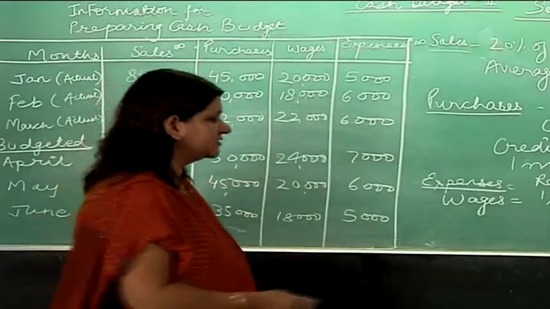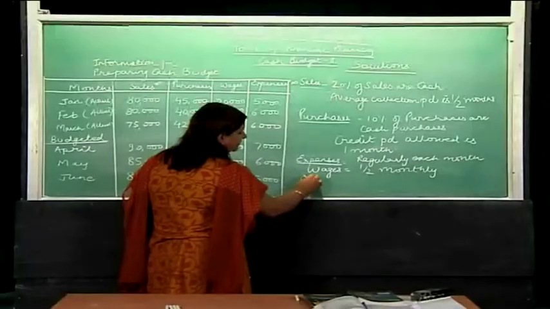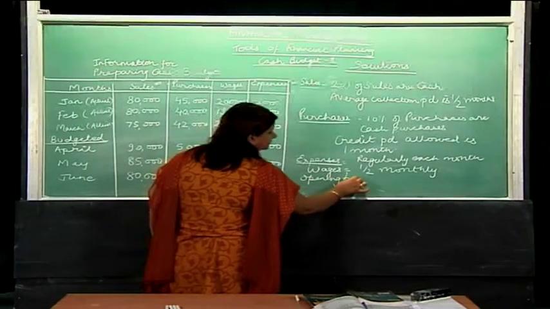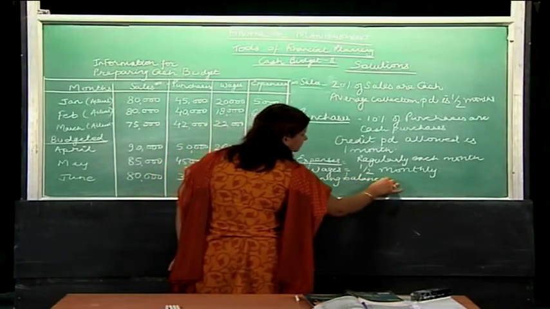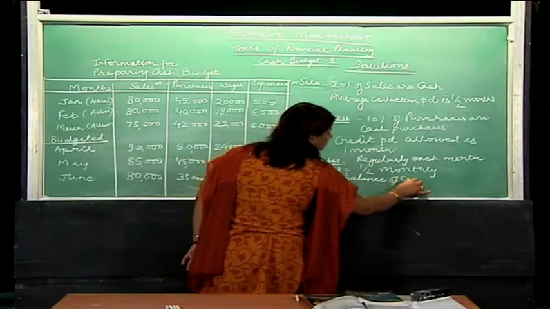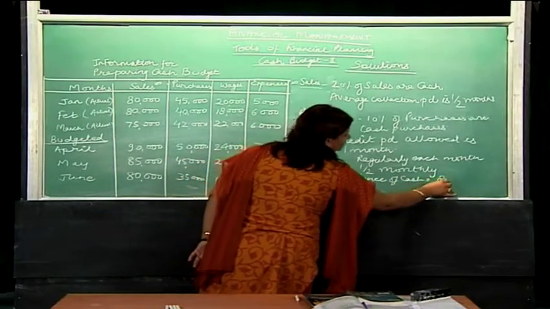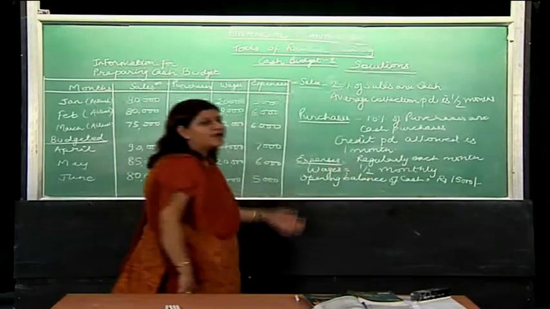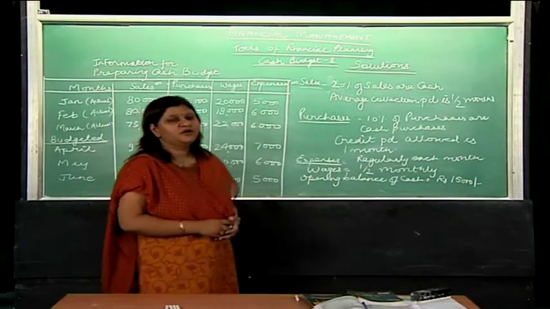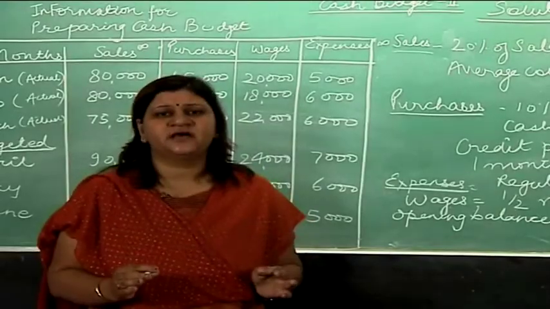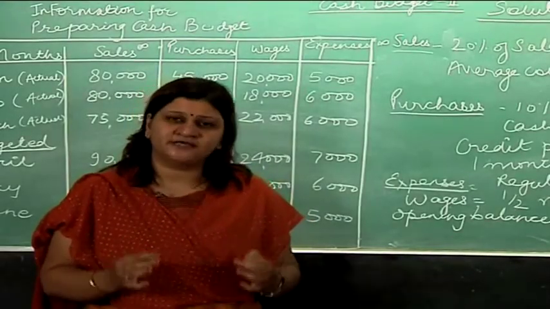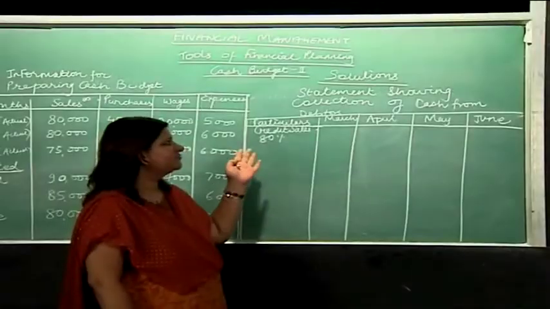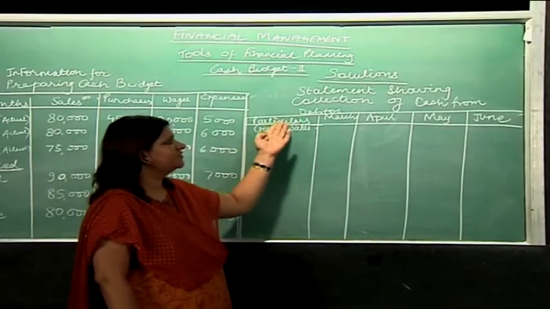One more important information is given as the opening balance of cash. It is rupees 15,000. Having known all the information, now we will first of all prepare the schedules for the collection from the debtors as well as the payment of wages. Now we have to find out the collection of the cash from debtors.